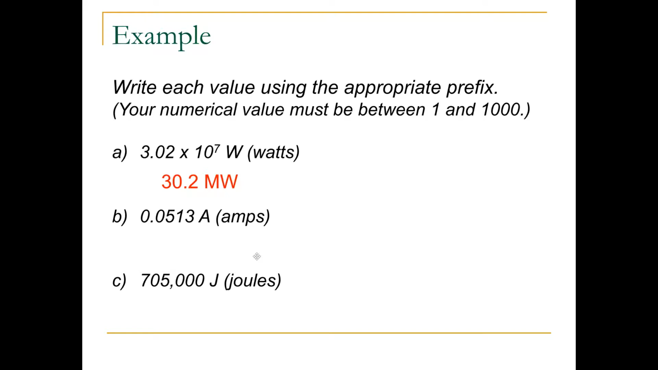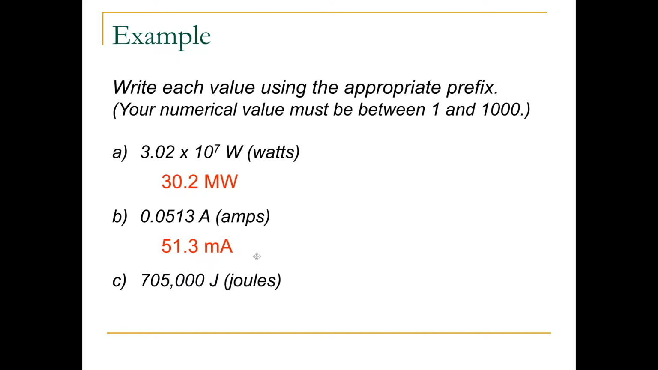For B, if I wrote that in scientific notation, I could have 5.13 times 10 to the negative 2. That is a prefix on our list, but it's actually very, very rarely used when we're talking about amps. So centi, that prefix is used obviously a lot with meters, so centimeters. It's used with liters, not used very often with amps. So I want to write this in a prefix that's a multiple of 3, in this case 10 to the negative 3. So if you just imagine moving that decimal place over 3, you'd end up with 51.3 milliamps.